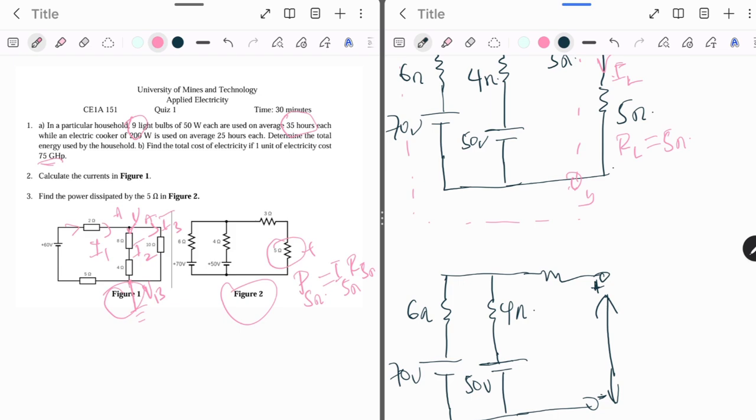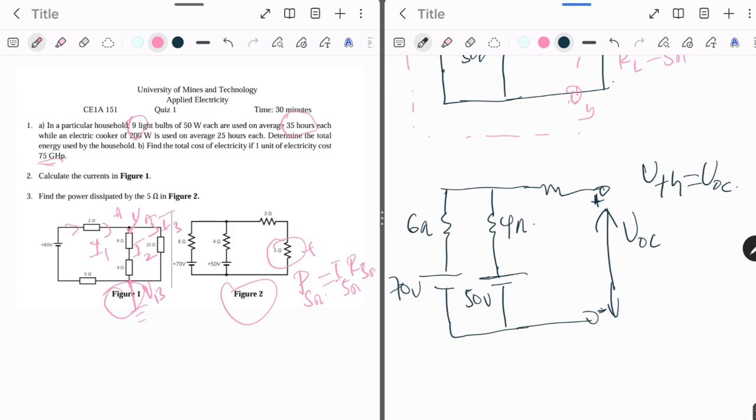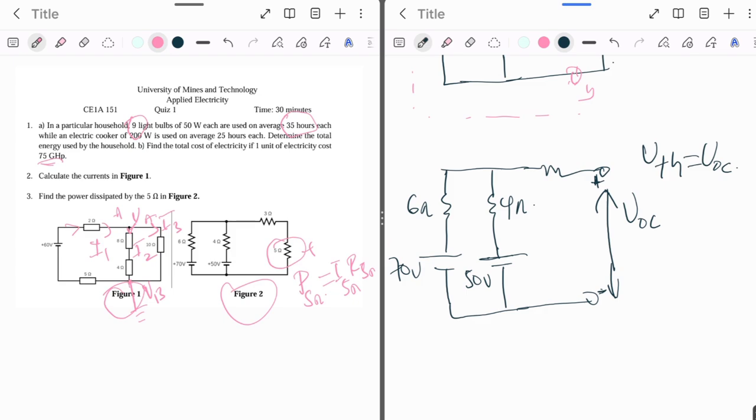This becomes our open circuit, right? The voltage across this open circuit is what we call VOC, meaning the open circuit voltage. And VTH is going to be equal to the open circuit voltage, so I have to calculate the open circuit voltage. Once I've gotten that, that becomes my VTH.